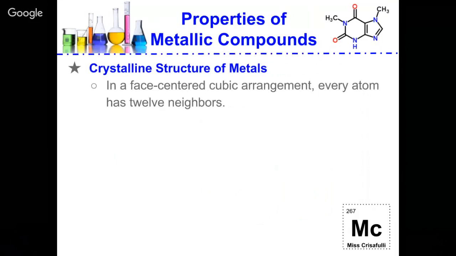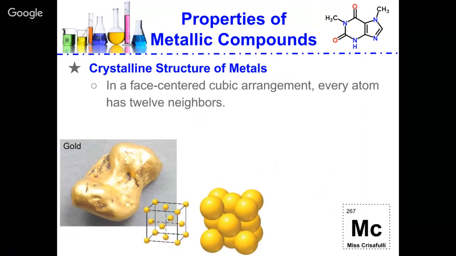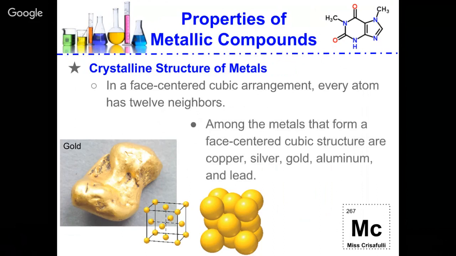Another one is face-centered cubic. And so that is when every atom has 12 neighbors. So now think of a cube, and not only are you going to have an atom on every corner of the cube, now you're also going to have one on every face of the cube. So that means that every atom is going to have 12 neighbors. So this is consistent with things like copper, silver, gold, aluminum, and lead.